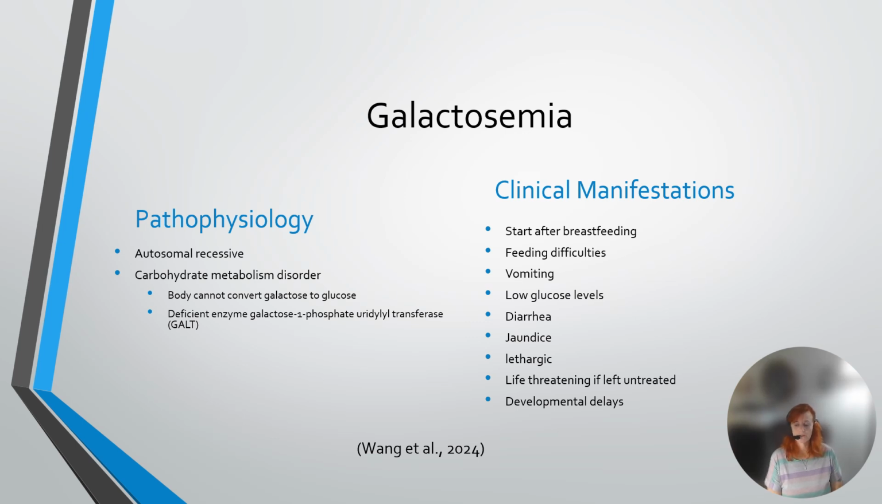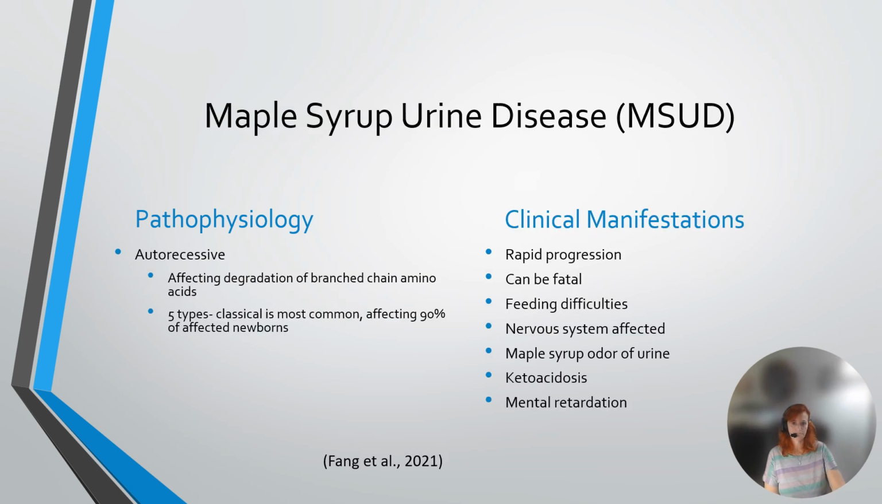Some of the clinical manifestations that we are going to have: you're going to see it when they start breastfeeding, because that's where they're getting those milk products. So they have feeding difficulties, they'll be vomiting. They also may show hypoglycemia or low glucose levels because things aren't converting like they should. Diarrhea, jaundice, lethargy, life-threatening if left untreated, and then eventually we have some developmental delays.